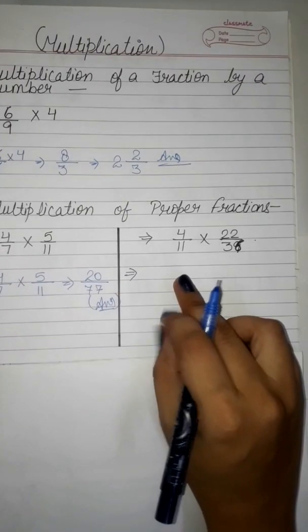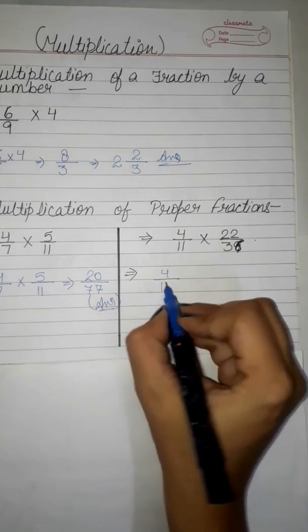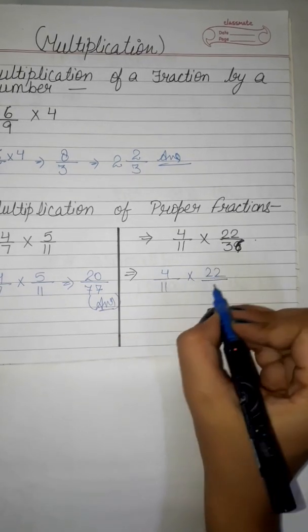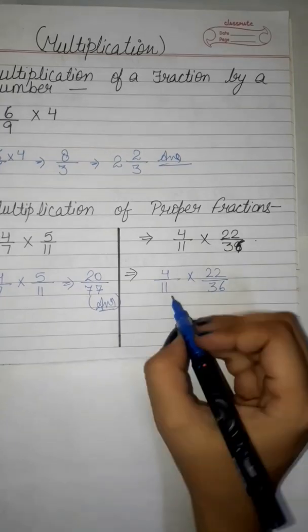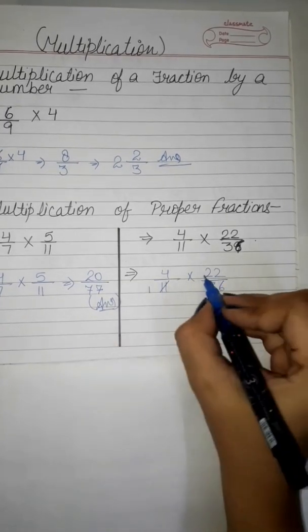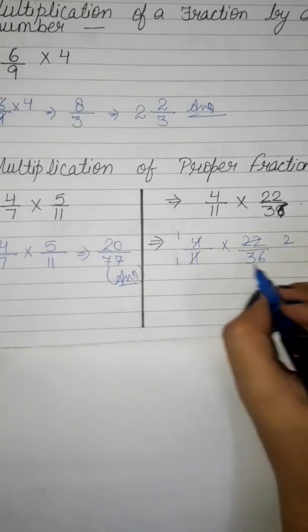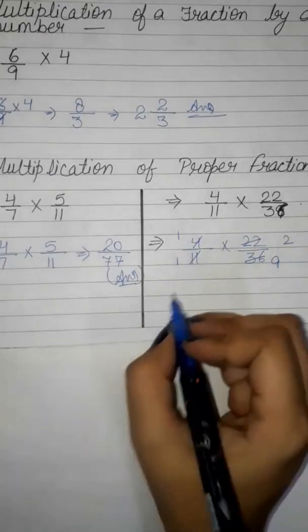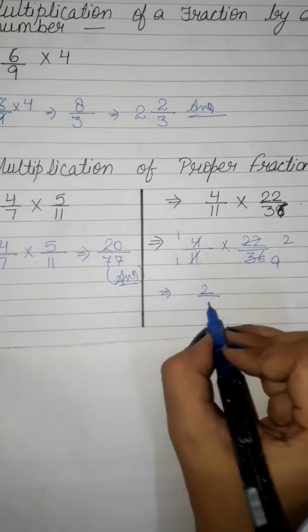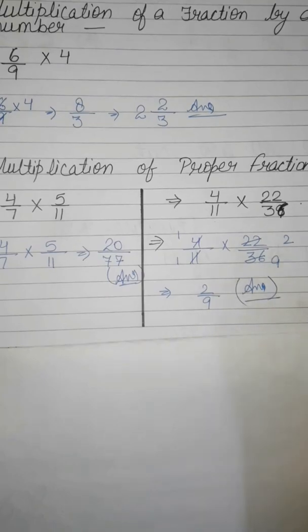Now see one more example. 4 by 11 into 22 upon 36. You can see this 11 and 22 get divided by 11: 11 ones are 11 and 11 twos are 22. Now 4 and 36: 4 ones are 4 and 4 nines are 36. So what is the answer? 2 by 9. This is a proper fraction, so this is your final answer.